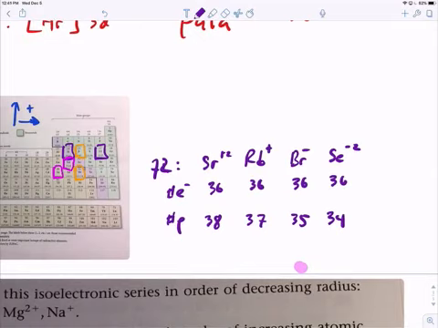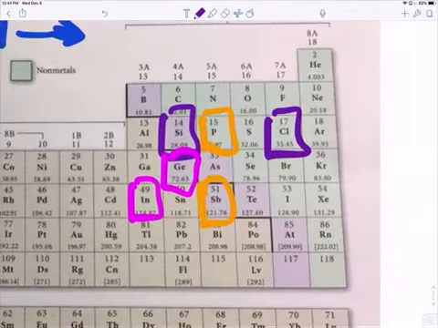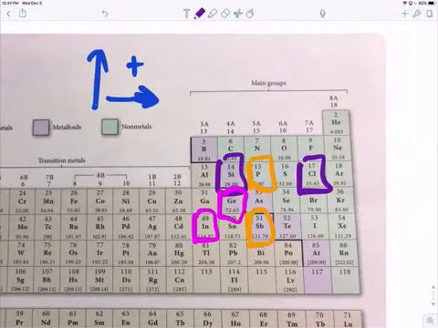So like that, and then I've written them in increasing order, just as is. The smallest one is the one with the most protons, and the largest one is the one with the least number of protons. Okay, so tell me then the ionization energies for each of these.